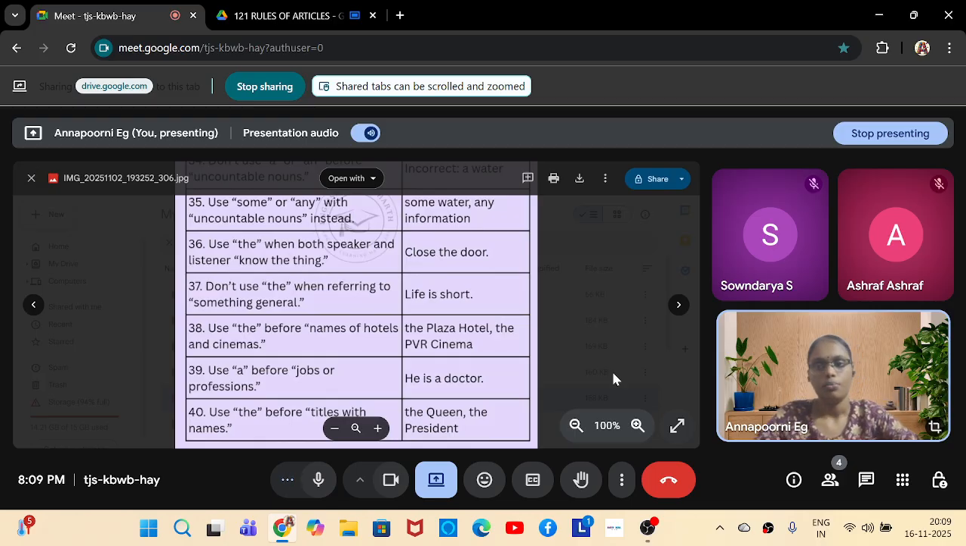Moving to the 36th use. Use the when both speaker and listener know the same. ഓക്കെ, അതായത് ഇപ്പൊ നമുക്ക് സ്പീക്കറിനും ലിസണറിനും എന്ത് വിഷയത്തെ കുറിച്ചിട്ടാണ് സംസാരിക്കുന്നത് എന്നുള്ളത് നോളജ് ഉണ്ടെങ്കിൽ സ്പീക്കറിനും ലിസണറിനും അറിയാം എന്തിനെ കുറിച്ചിട്ടാണ് സംസാരിക്കുന്നത്. In such a case, both of us are aware of what we are going to discuss. So we are specific, we are very clear and particular. In such a case, you can use the. For example, close the door.